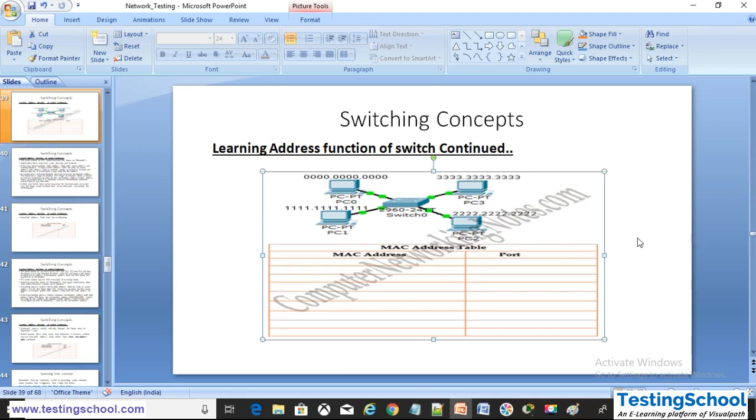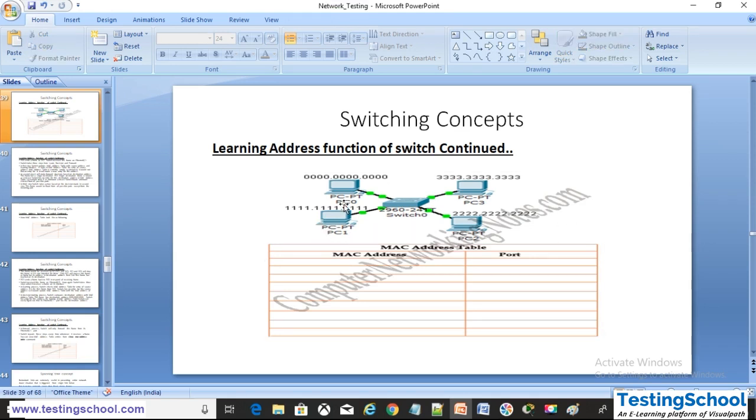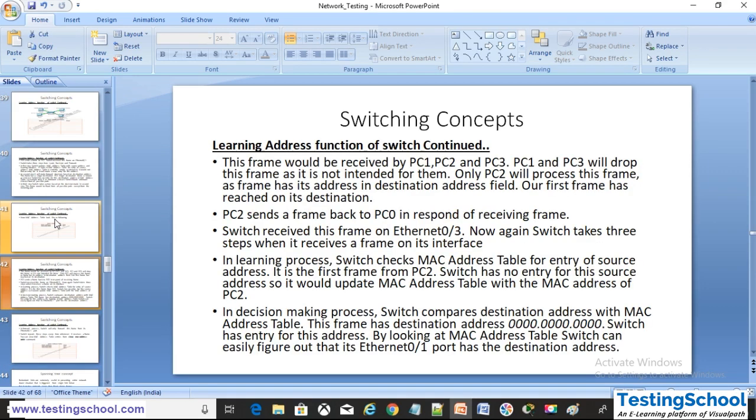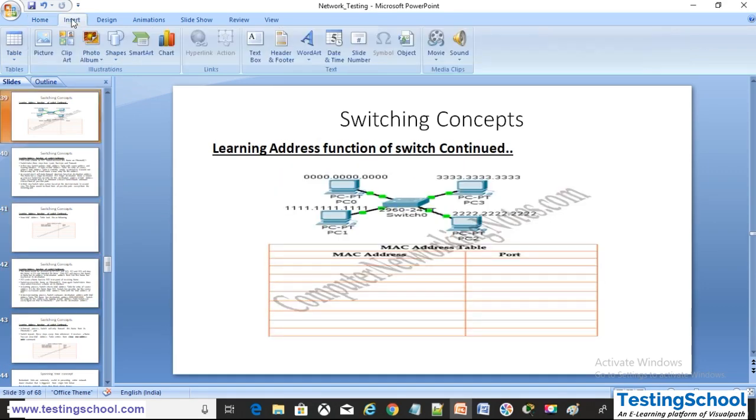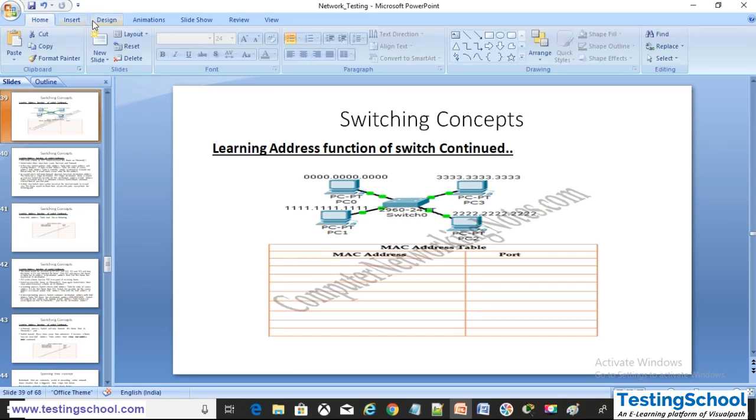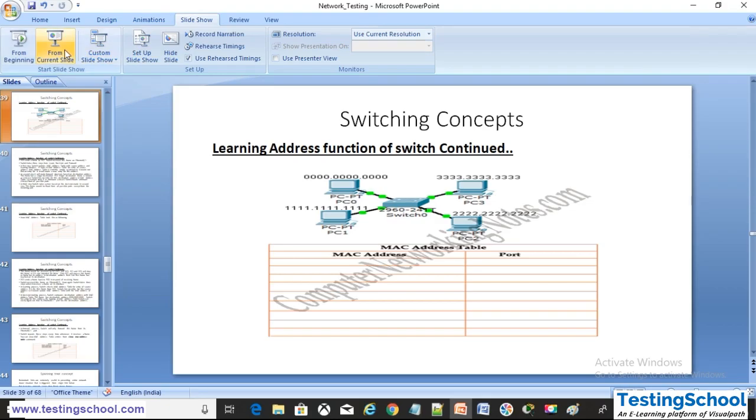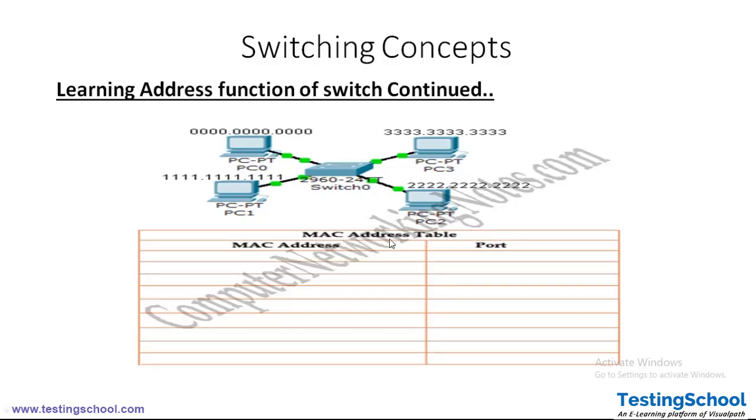It is a simple example. You can see here PC0, PC1, PC2, PC3. PC0 has the MAC address 00000000. PC1 has the MAC address 111111. PC2 has 22. PC3 has 33.